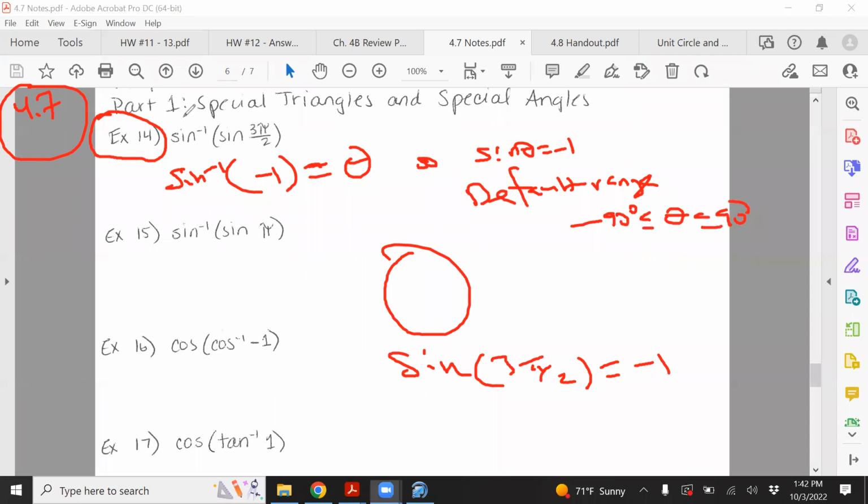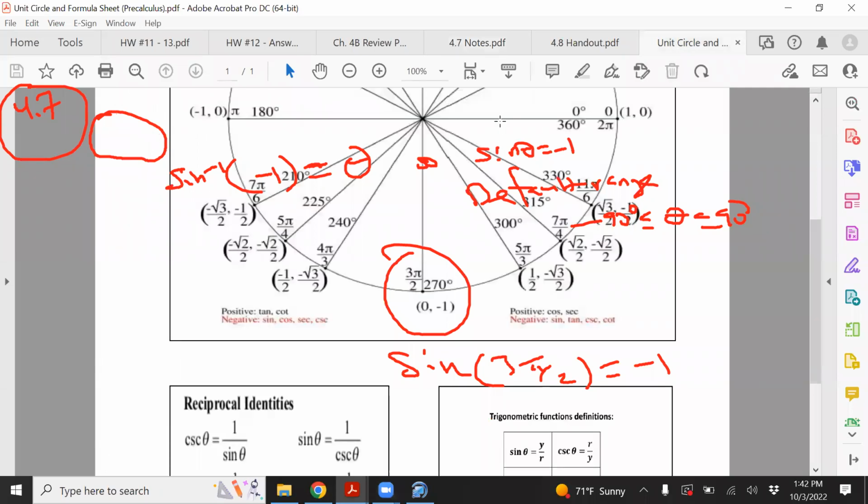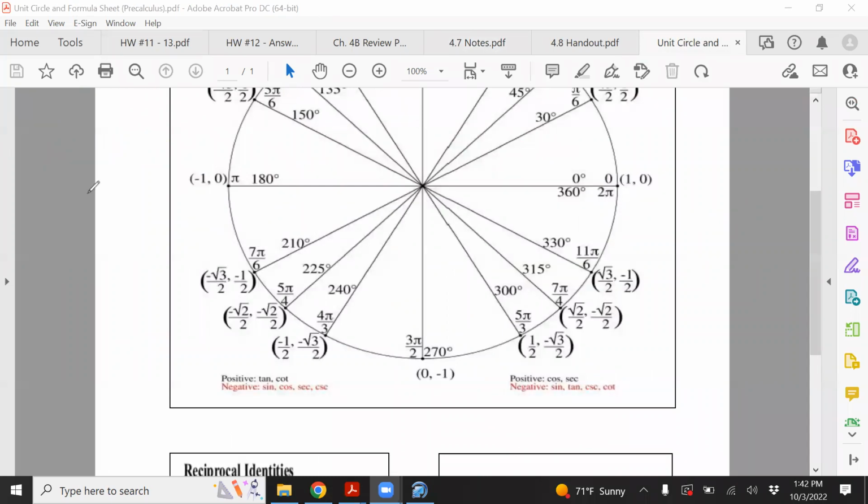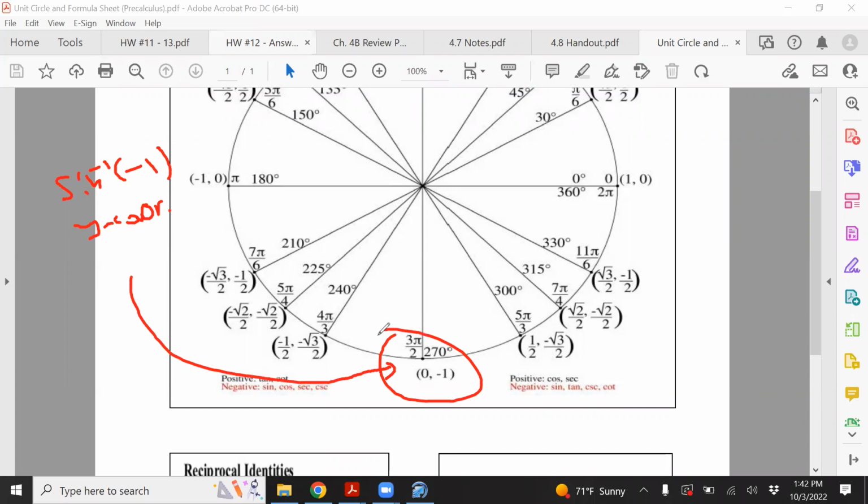Now, let's go back to the unit circle one more time. If we want inverse sine of -1, you want the y coordinate to be -1. Where's the y coordinate -1 on the unit circle? Back to the same place. But you're not going to say 270. What are you going to say instead? -90. Thank you, Ella. -90 because you have to go this direction.